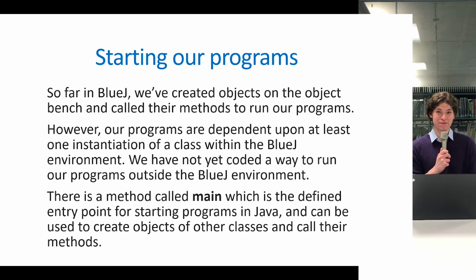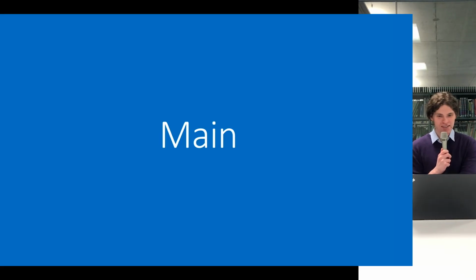We want to be able to create our programs so that they can run independent of any IDE, any development coding environment. In order to do that, we're going to need to code a main method, which is going to be the defined entry point for our Java programs. So rather than creating objects of our classes on the object bench in BlueJ, we're going to write a main method which will sit within a class, and the compiler will know to go to that main method and run the program. So let's have a look at it.